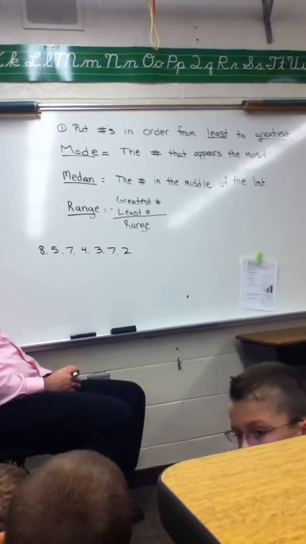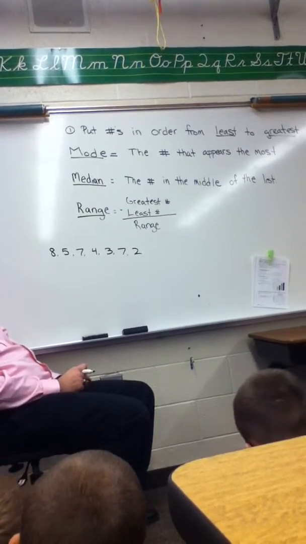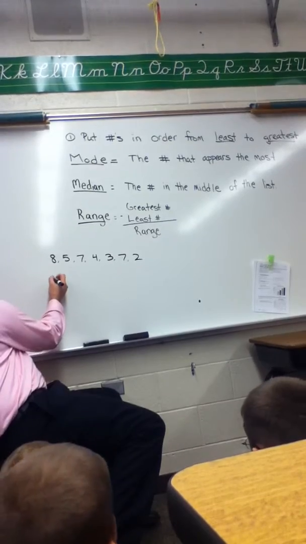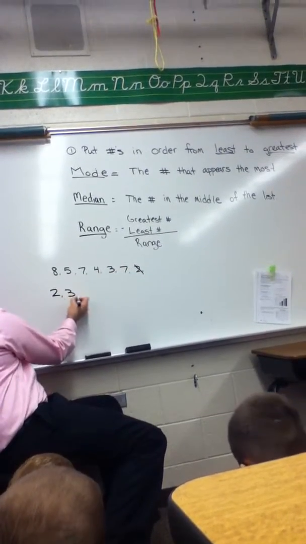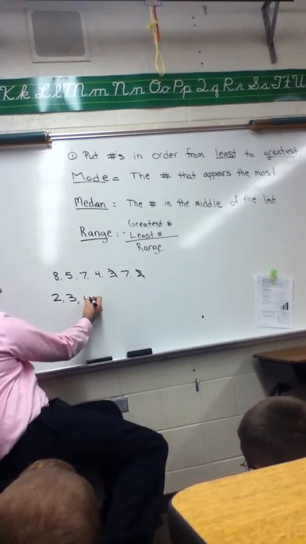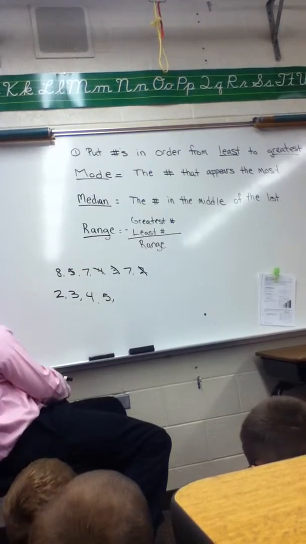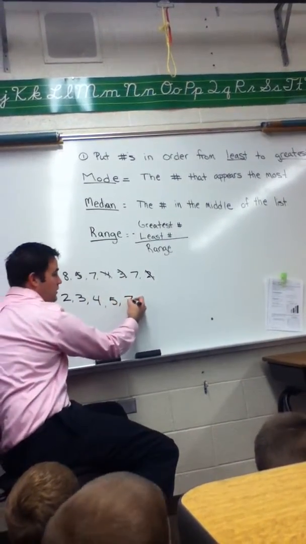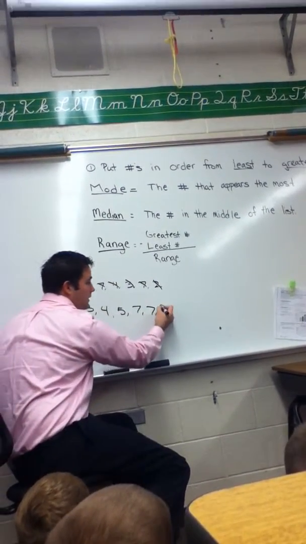Another thing I like to do is cross them out as I rewrite them. So I want you guys to do the same. So obviously from least to greatest, I would want to go 2, cross it out, 3, cross it out, 4, 5, is there a 6? No. No, but I have how many 7s? 2. So I got to make sure I have 2 7s and an 8.